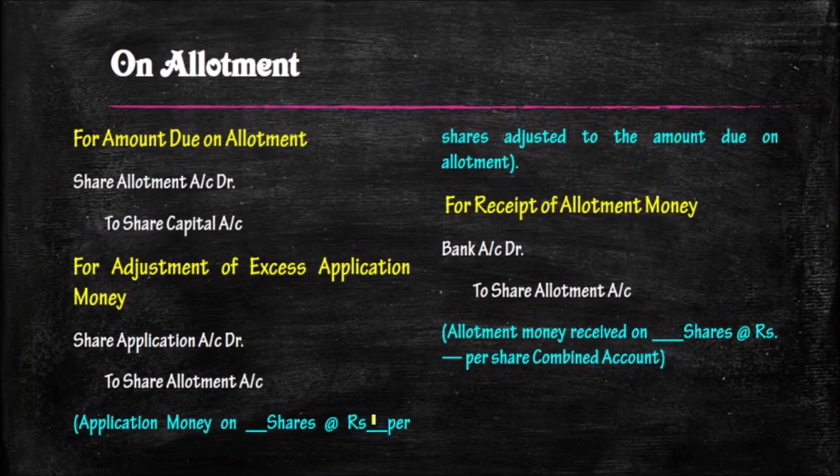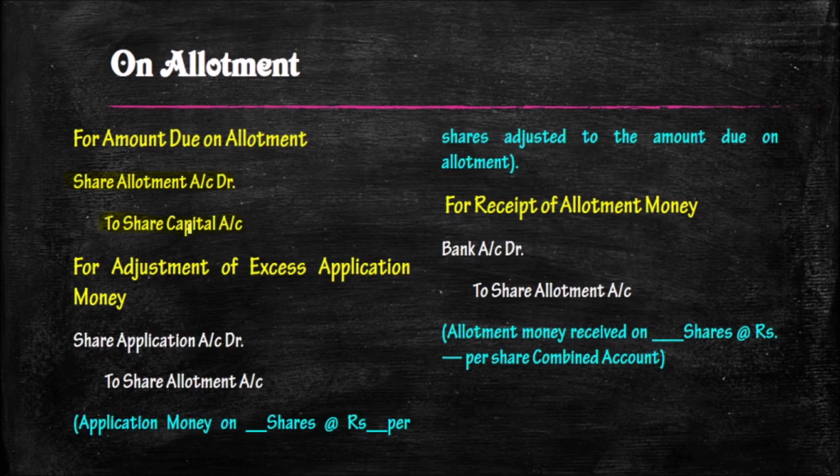So once the application is over, the company will start sending letters of allotment. At the time of allotment also, the first entry is the due entry. Due entry means what we have to receive at the time of allotment. So share allotment account debited to share capital is the first entry, the due entry. As per my problem, 10,000 shares are issued and rupees 5 is the allotment money.